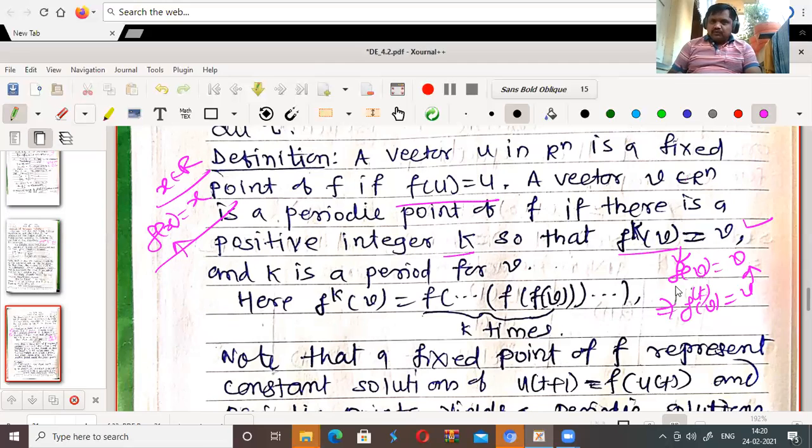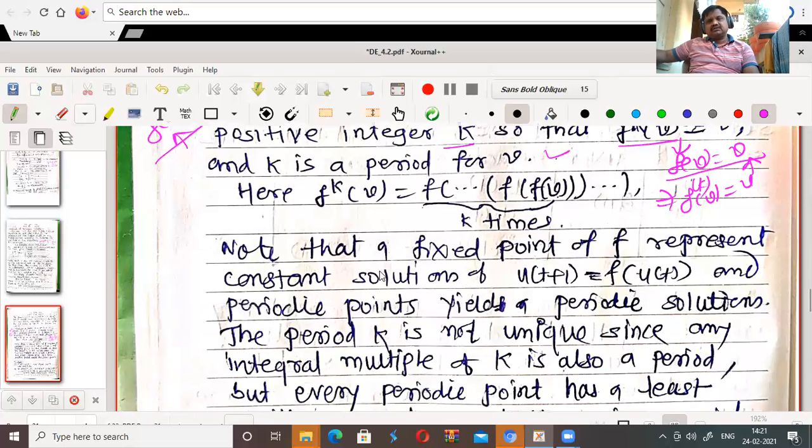No doubt, every fixed point is a periodic point with period 1. But every periodic point may not be a fixed point, because f^k of v equal to v may not imply f of v equal to v. And k is called the period of v. So here f^k of v means you are operating k times f on v.